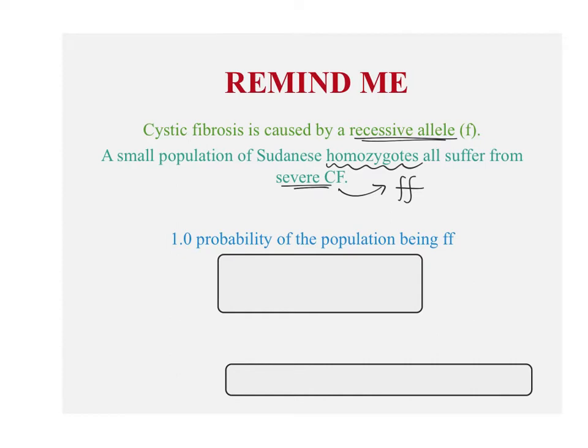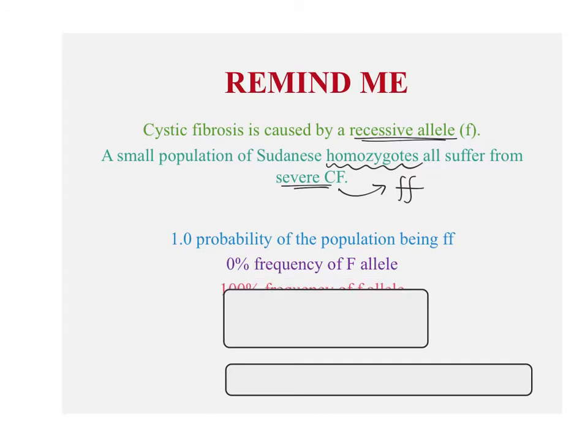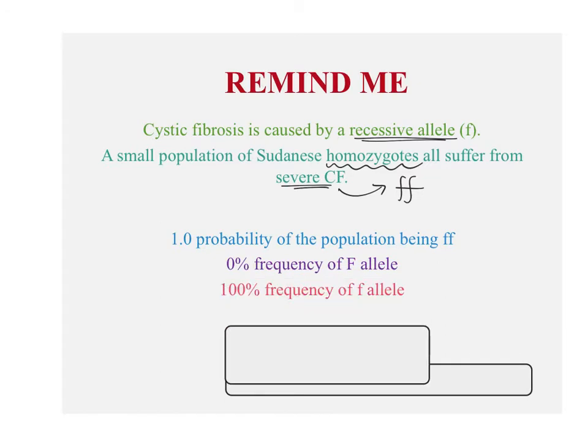Now this means that in terms of frequency of the alleles, there is a 0% frequency of that dominant F allele. None of that population are going to have that dominant F. It's a recessive condition, which means that we've got 100% frequency of the recessive f allele, the small f.